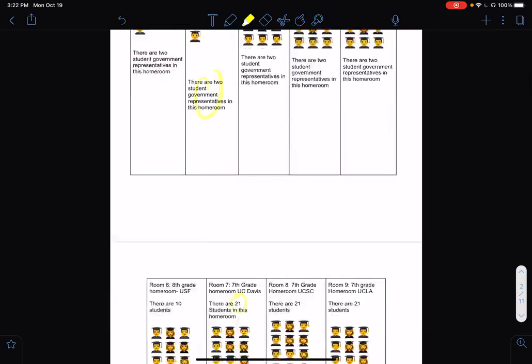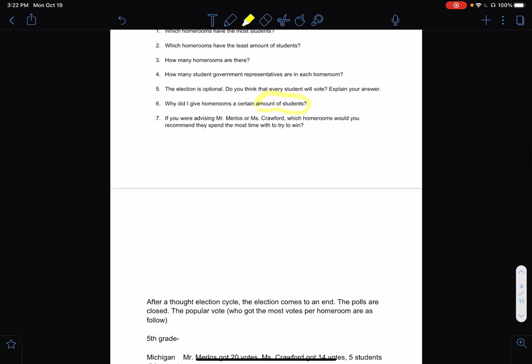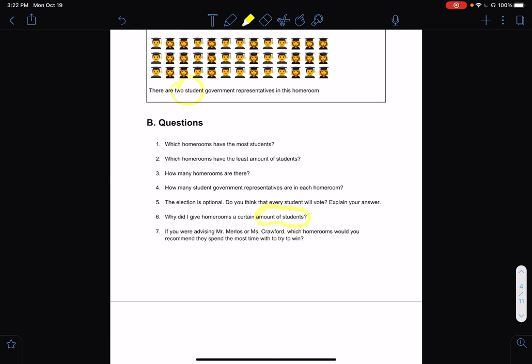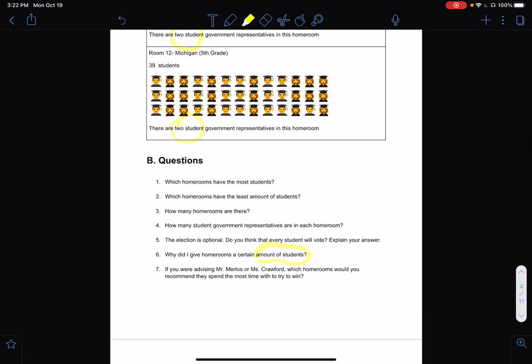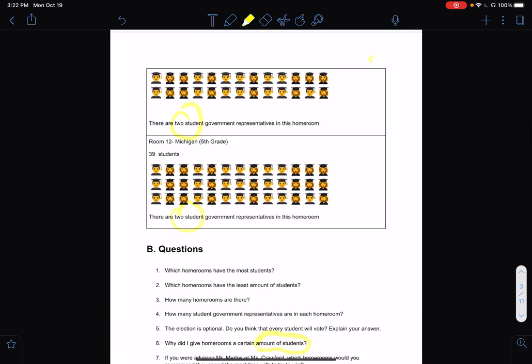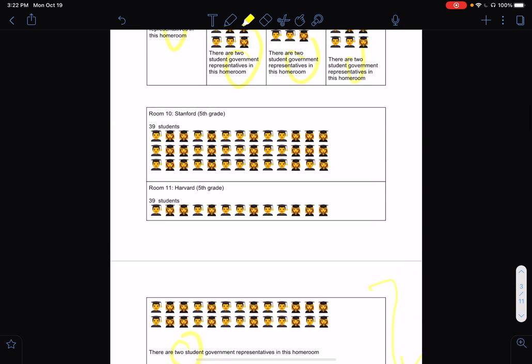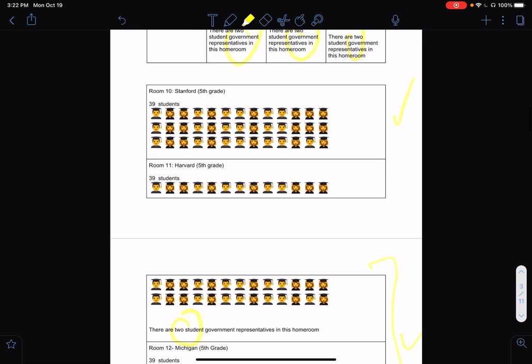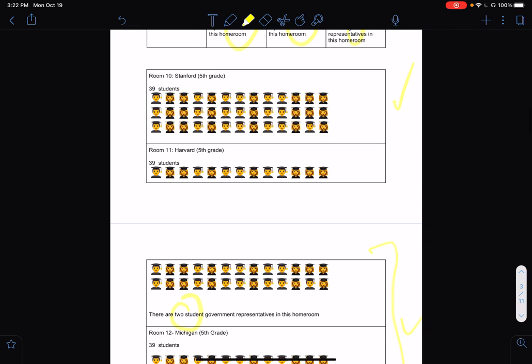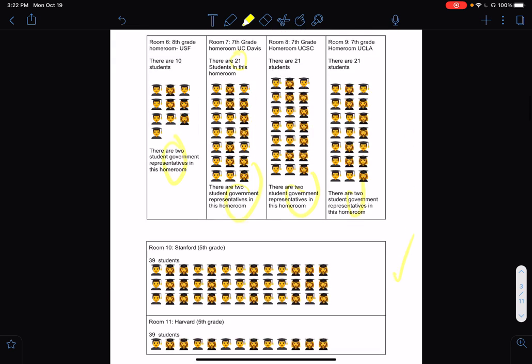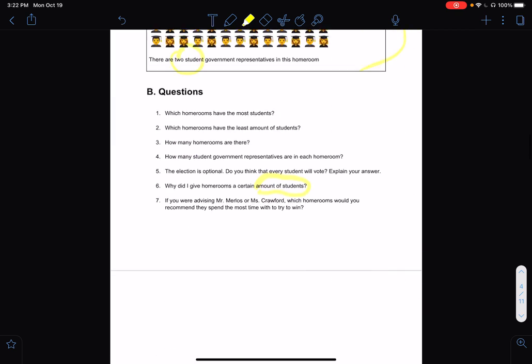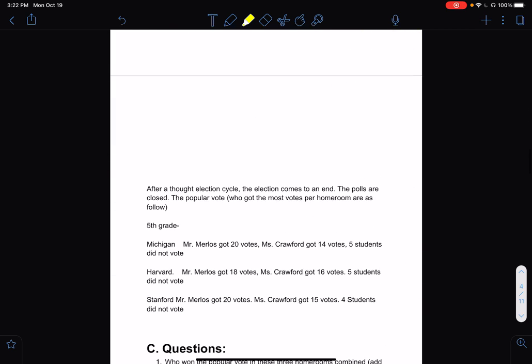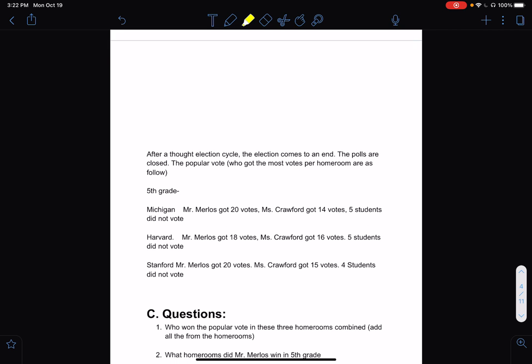And then the last one, it says, if you were advising me or Ms. Crawford, which homerooms would you recommend they spend the most time on? A lot of you said fifth grade, because if you win the most students in fifth grade, you will technically win the election, right? Because they're the biggest homerooms. That's interesting. Okay, so now we get to the results. This is where things get a little fishy.